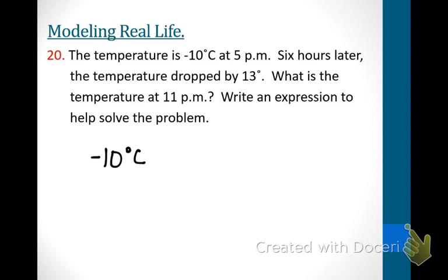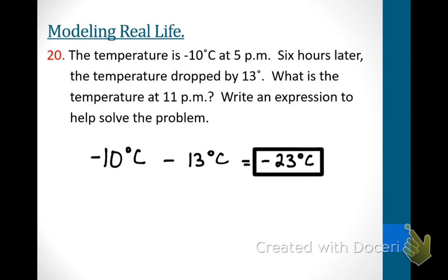So if I start at a negative, then it says 6 hours later the temperature dropped. If something drops, what is happening to it? Negative. It's getting lower, so what we have to do is subtract, okay? How much am I subtracting? 13 degrees Celsius. Same sign or different sign? Same sign. That's a negative, that's a negative. Same sign, add and keep. What do you get? Negative 23 degrees Celsius. Very good. Please remember, once again, it's a modeling real life problem. You must have units attached.